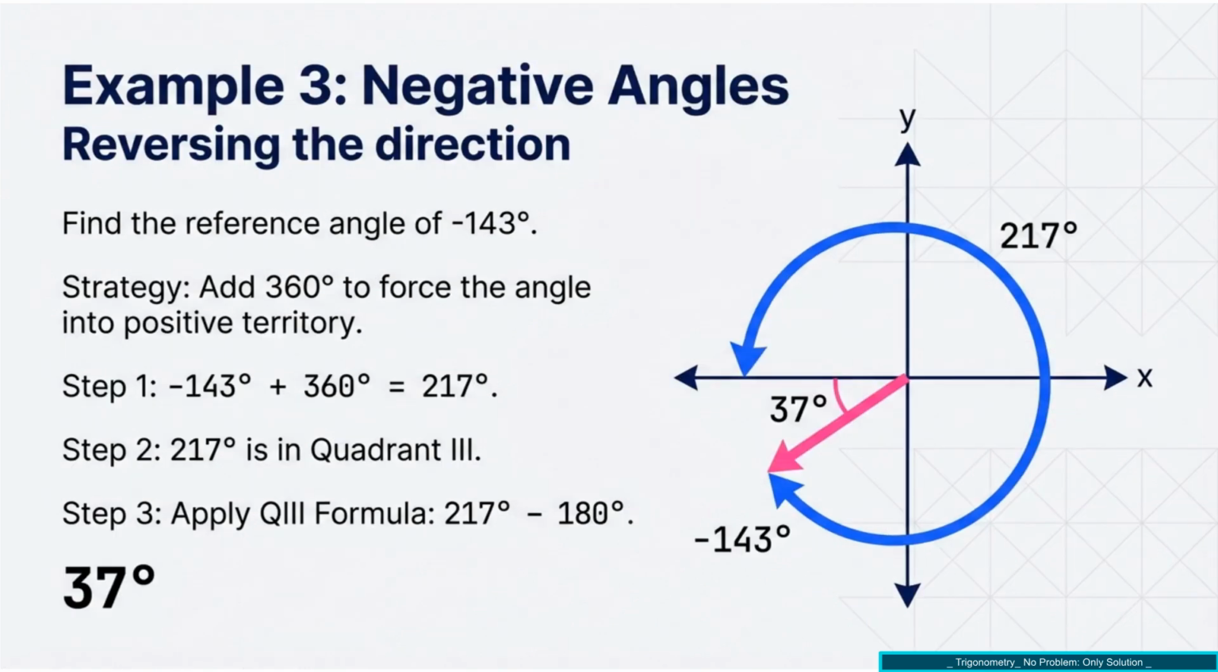For negative angles, like in Example 5, reverse the direction. Add 360 degrees to minus 143 degrees to get 217 degrees. This is in Quadrant 3, so the reference angle is 217 degrees minus 180 degrees, which is 37 degrees.